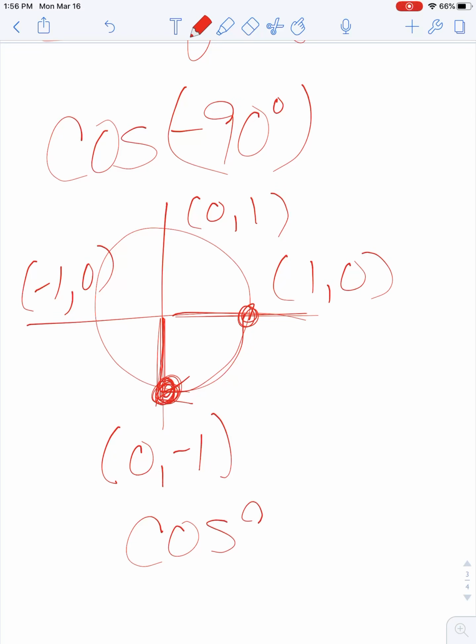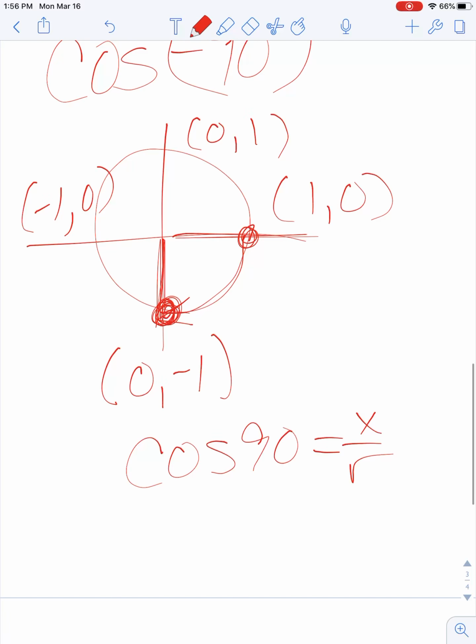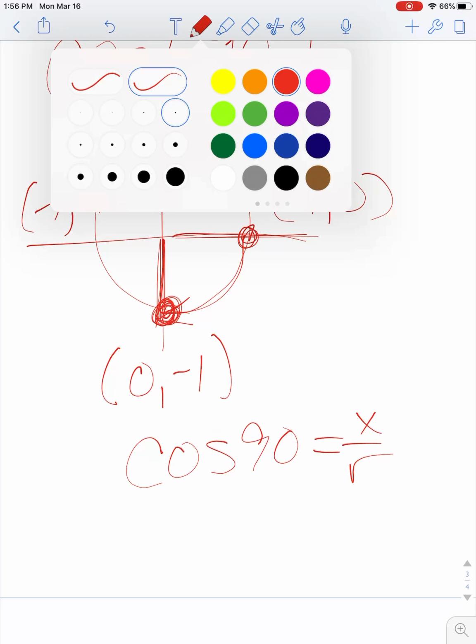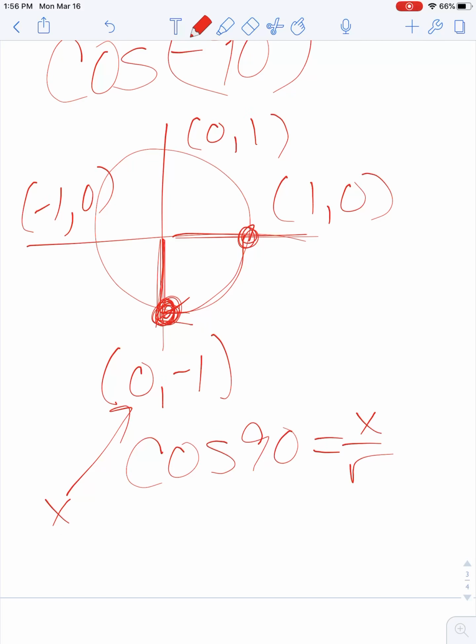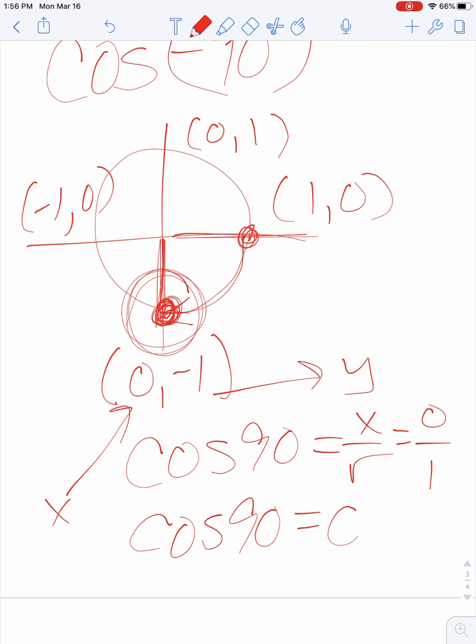So cosine of negative 90, cosine is x over r. Here's my x, here's my y. And I'm only looking at this ordered pair because that's where negative 90 is. So my x is 0, radius is always 1. Again, 0 divided by 1, we get 0. Well, we could have known that because cosine is just the x value.